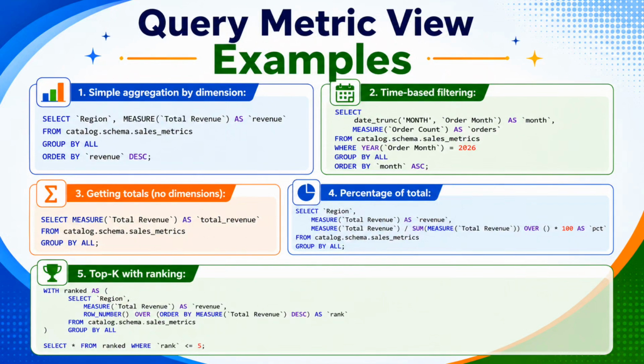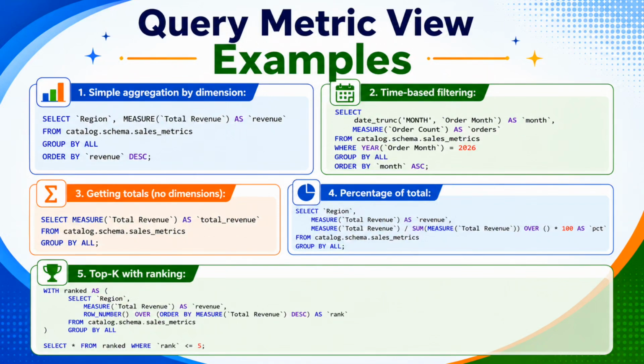Example 4. Percentage of the total. A common business requirement is calculating each group's contribution to the total. In this query, we select region, revenue using measure of total revenue. Then we calculate revenue divided by the total revenue across all regions using a window function. The formula multiplies the result by 100 to produce a percentage value. The output shows revenue by region, and the percentage contribution of each region to overall revenue. This is extremely useful for market share analysis and performance comparisons.